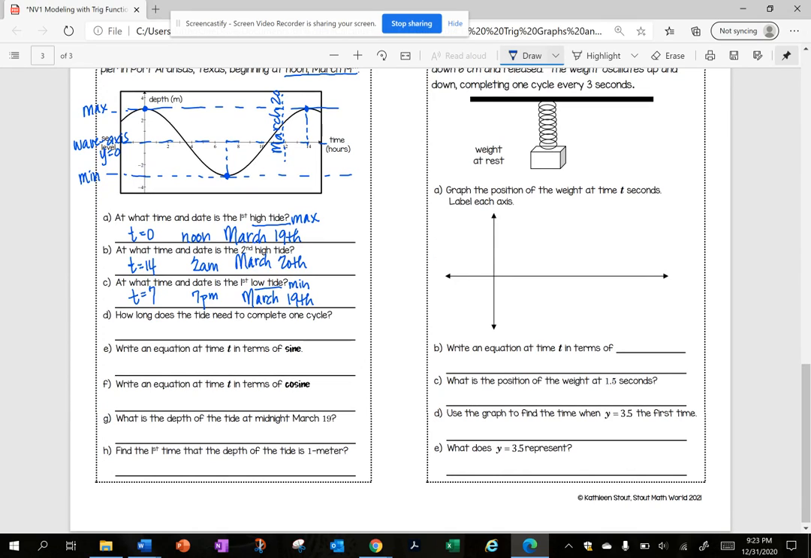D, how long does the tide need to complete one cycle? So that is asking me what is the period. So one cycle is the period. So I know one cycle goes from peak to peak. So from here to here is the period. Okay, so this is going to be 14 minus 0, or 14 hours.